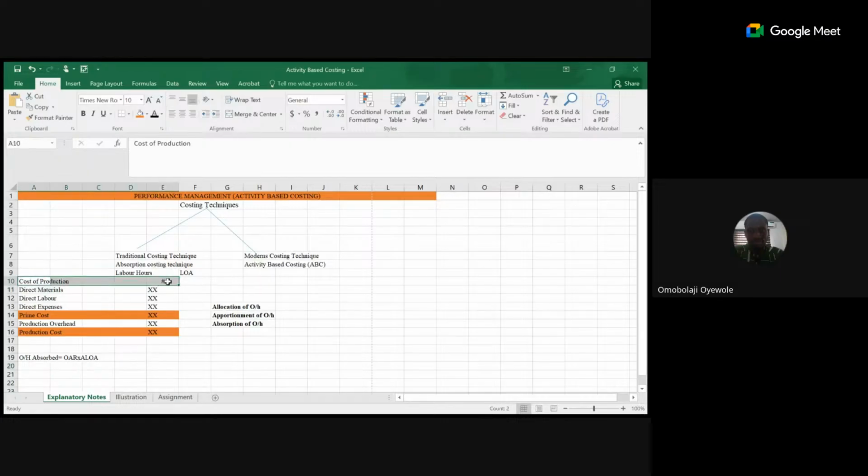So we are now saying that is not a good system. What we are trying to say is that the absorption costing system does not break down overhead costs for us. So it means that if we have incurred overhead costs of, let's say, 5 million, we are looking at the total overhead cost we have incurred. That's what the absorption costing technique is telling us. We are not looking at the components of cost that make up that 5 million overhead.